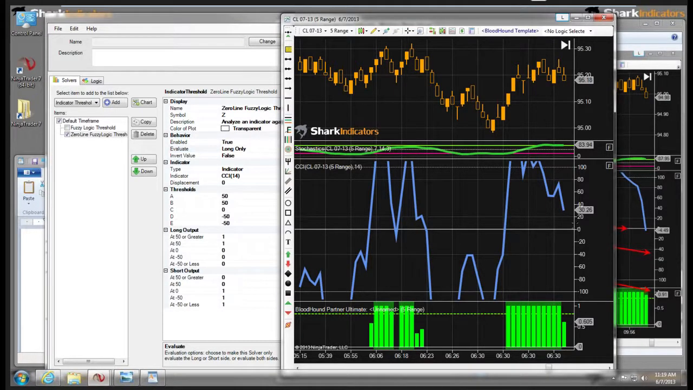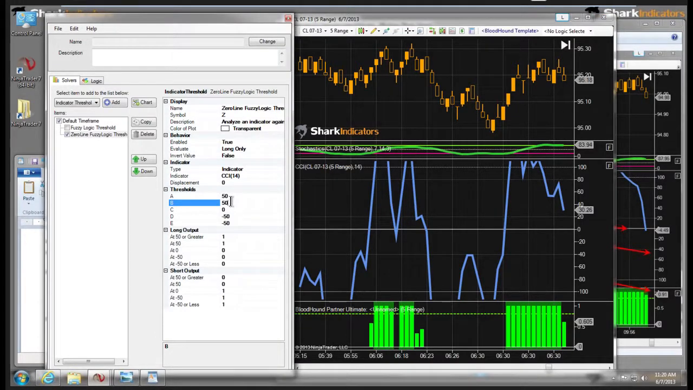So if we look at the long output, the CCI is above 0, but the long output dropped to 60%. Why is that? Well, our CCI is at 30. So BloodHound is calculating this ratio between B and C, right? So 0 and 50.